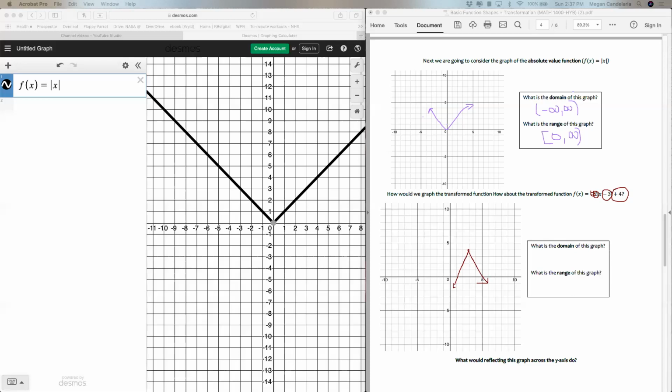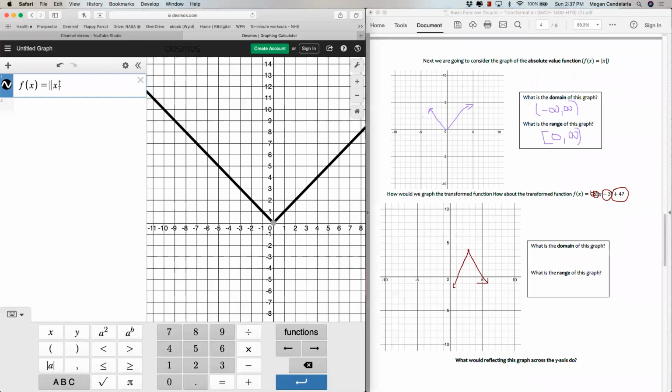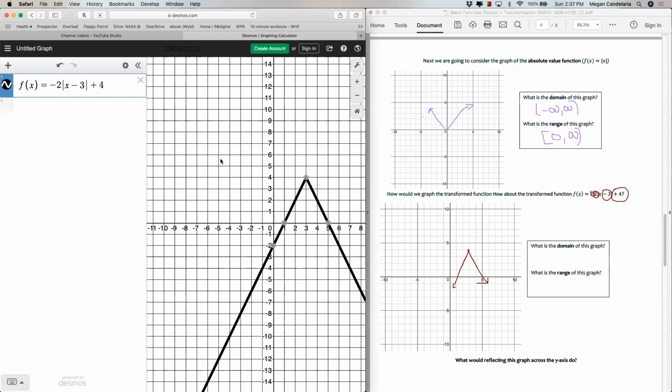So if I want to check it, since I have Desmos pulled up, I'm going to go ahead and do that. So we're graphing -2 absolute value of x minus 3 plus 4. That sure looks pretty similar to what we drew, doesn't it? It's pretty good. So now let's think about our domain and range here. So our domain is still going to be everything, right? This is still going to reach out and hit all of the x values. So our domain is -infinity to infinity.